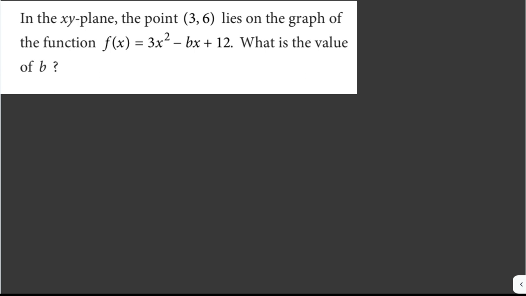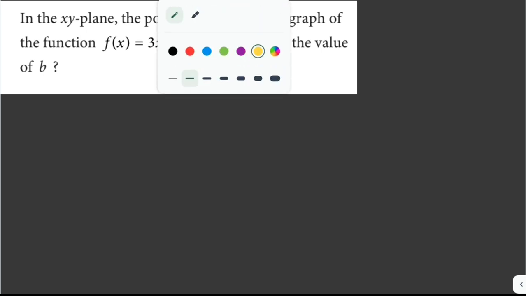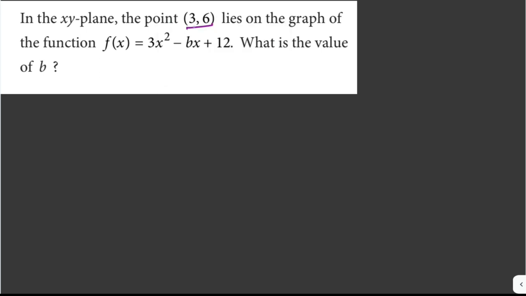In the xy plane, the point (3, 6) lies on the graph of the function f of x equals 3x squared minus bx plus 12. What is the value of b? So it is given here that the function f of x passes through the point (3, 6), this one, so that means that if x is equal to 3, then y, or f of x, is equal to 6. Now we can just plug in the values of x and y to the equation here to find the value of b.